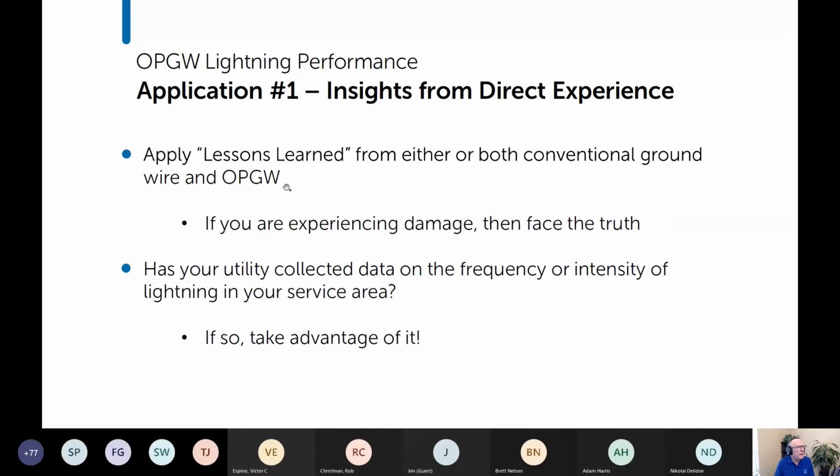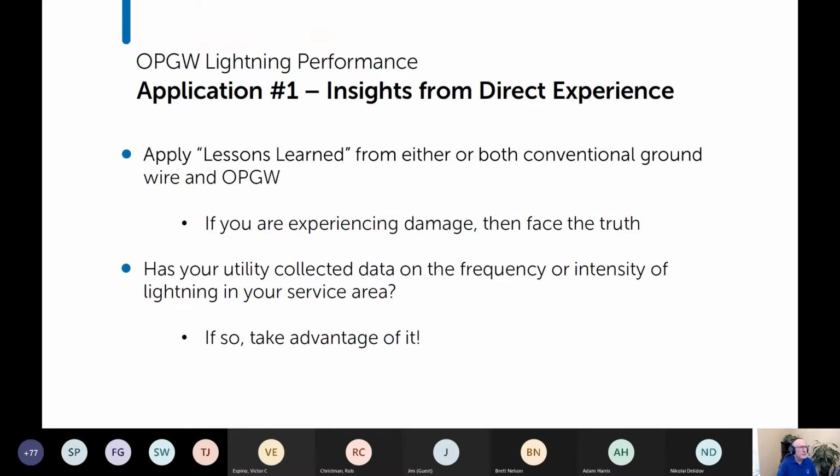As I say, apply the lessons learned from either or both. And if you're having problems with damage, then you have to face the truth, right? There's an old saying that insanity is doing the same thing over and over again and expecting a different result. So if you're having damage and you're just putting up the same cable and hoping that you don't have any more lightning damage, sorry, that's shades of that definition of insanity. You need to change something.